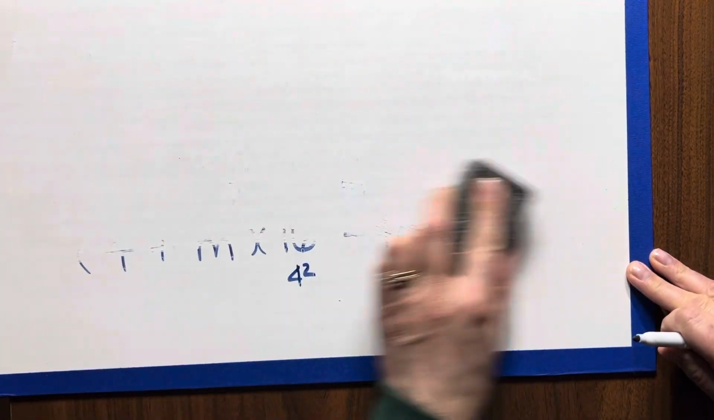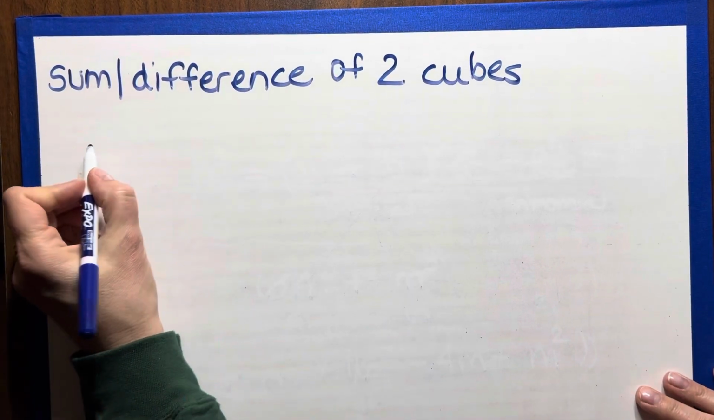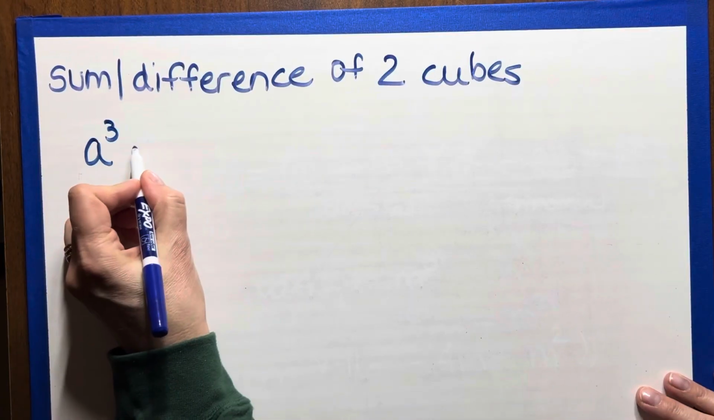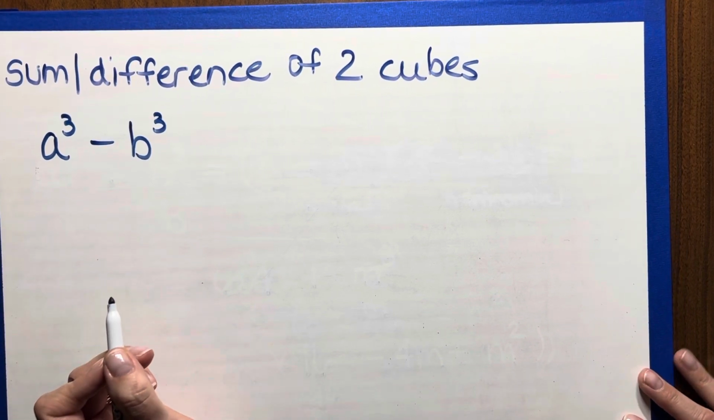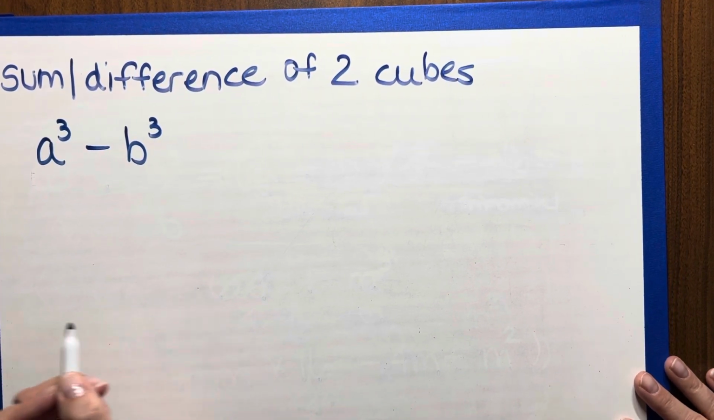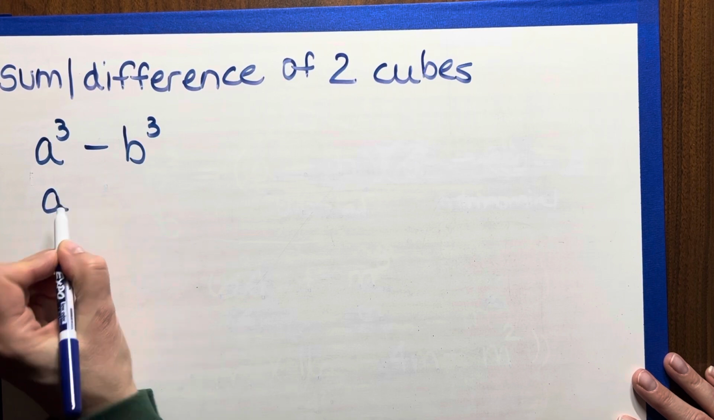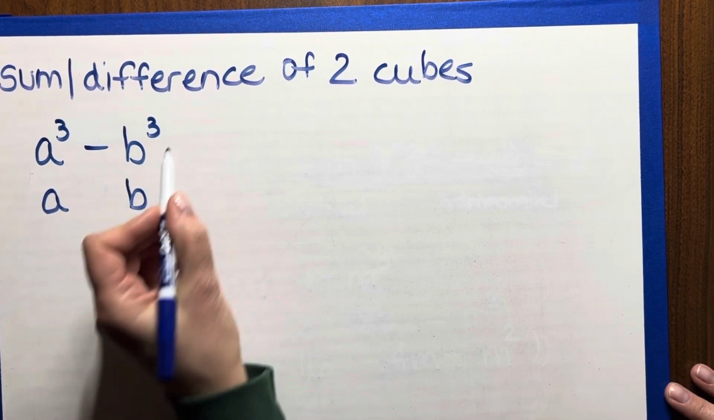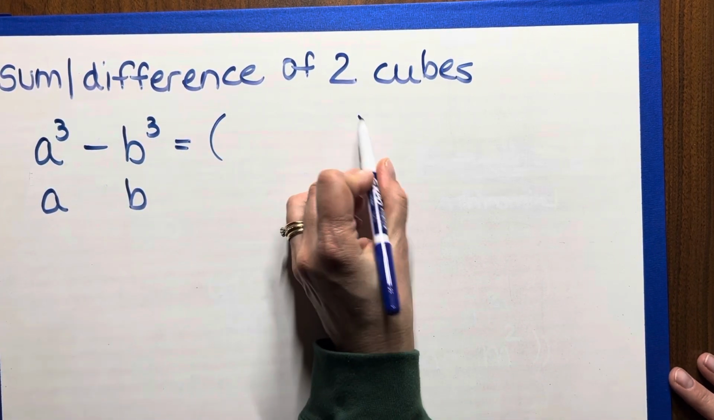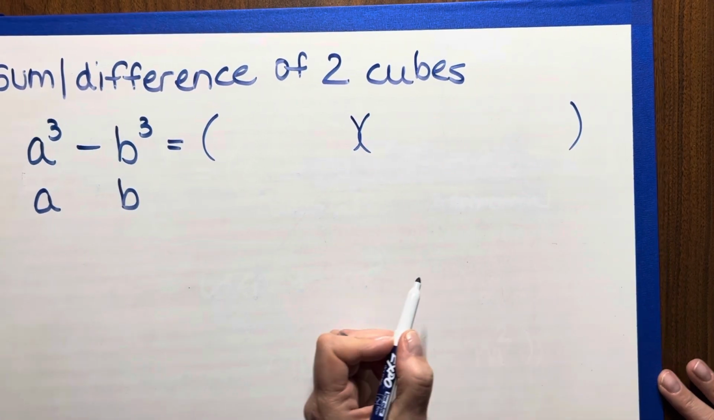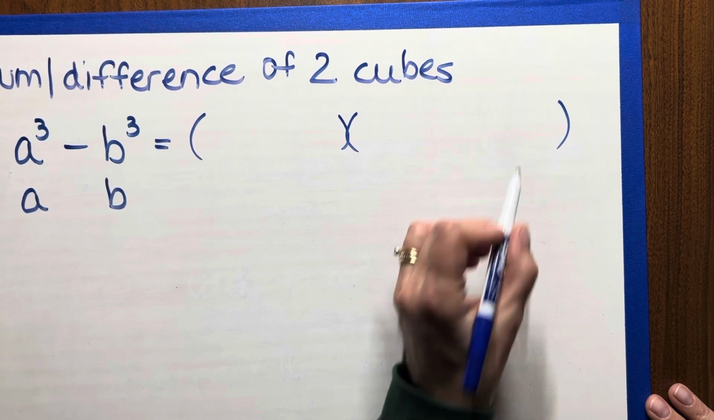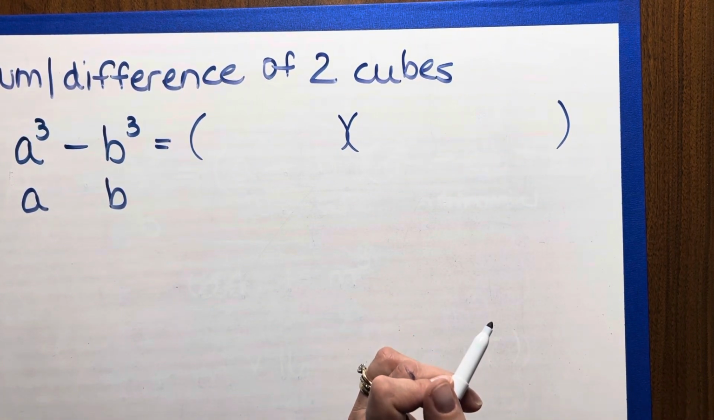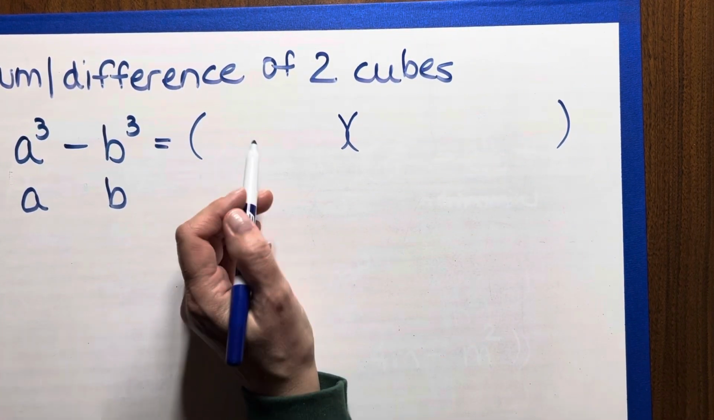Let's talk about the difference of two cubes. So the difference of two cubes looks like this: a to the third minus b to the third. Now, the good news is a lot of this is the same as the sums. I'm going to take the cubed roots of each of these. I also have a binomial and a trinomial, and all of the terms that I get are going to be the same. The only thing that I change are the signs.